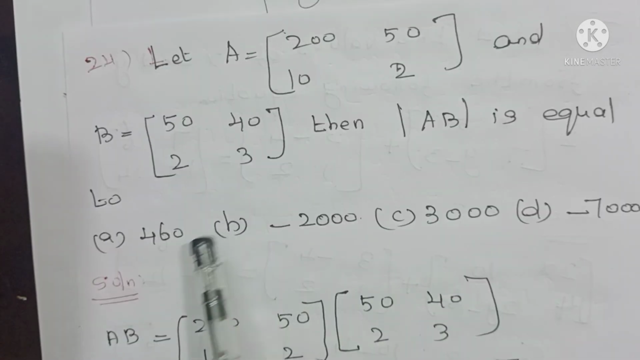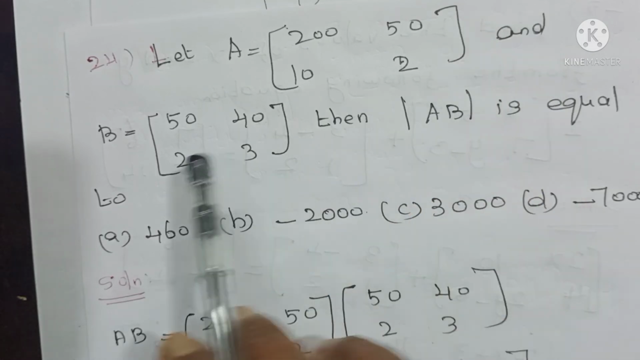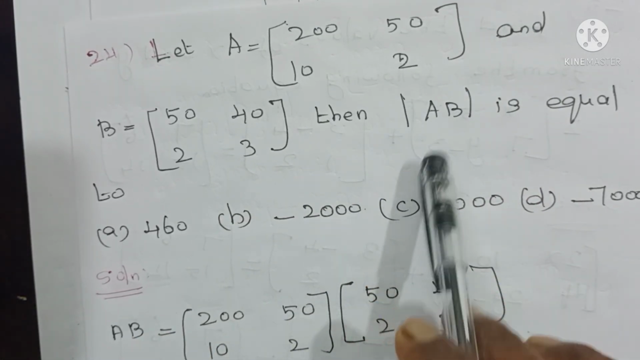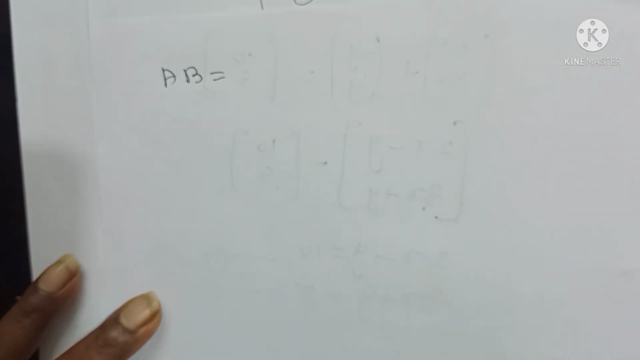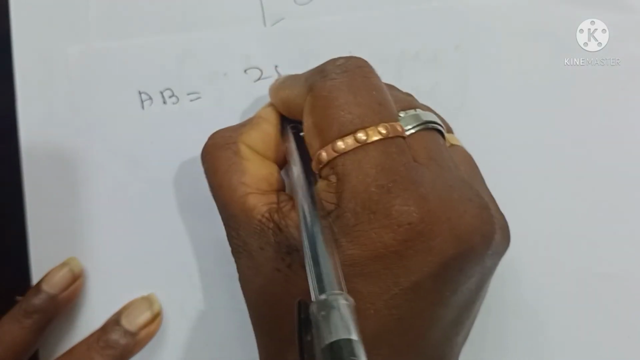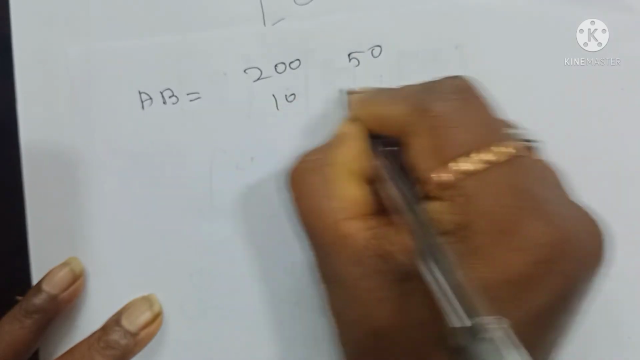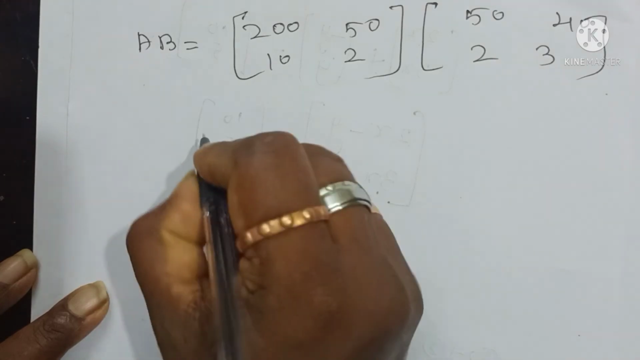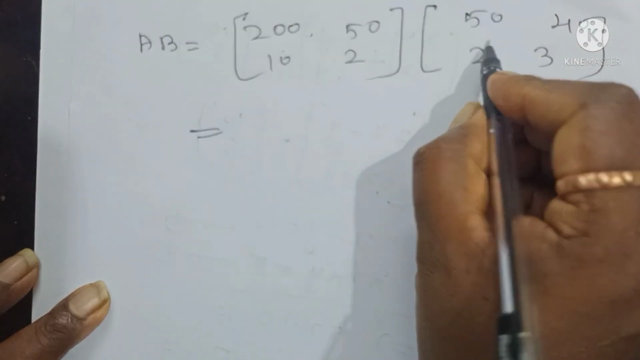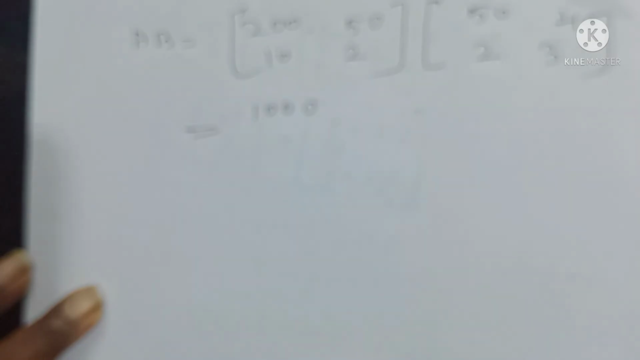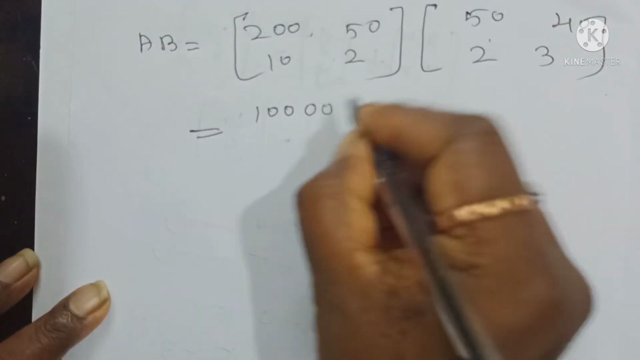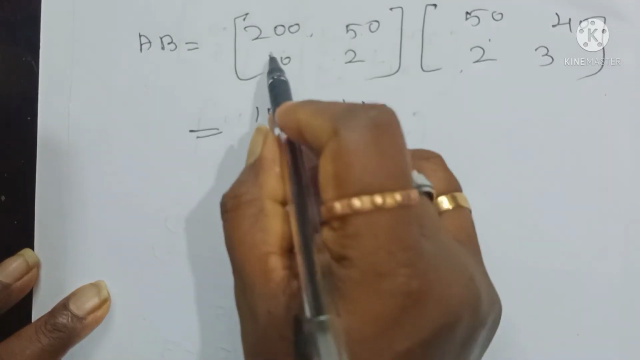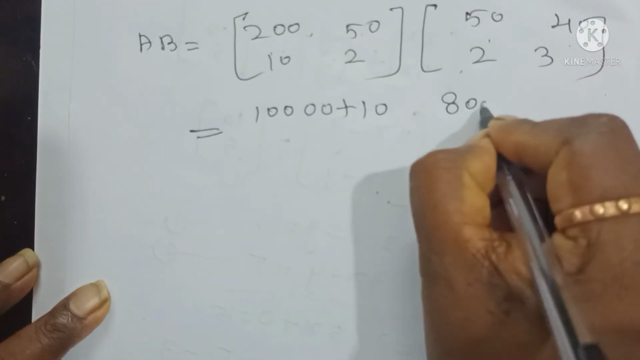Next, move on to the 24th question. Let A be this matrix and B be this matrix. You have to find the determinant of AB. First of all, you have to find AB. 200 into 50 is 10,000. Then 50 into 2 is 100. Then 200 into 40 is 8,000.